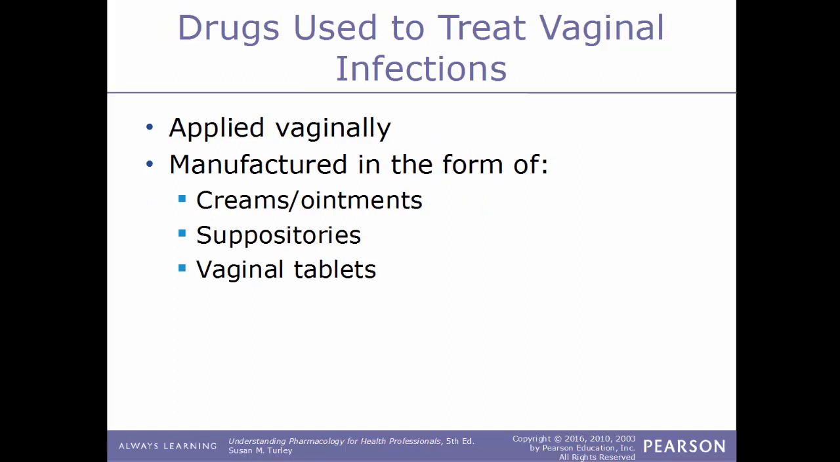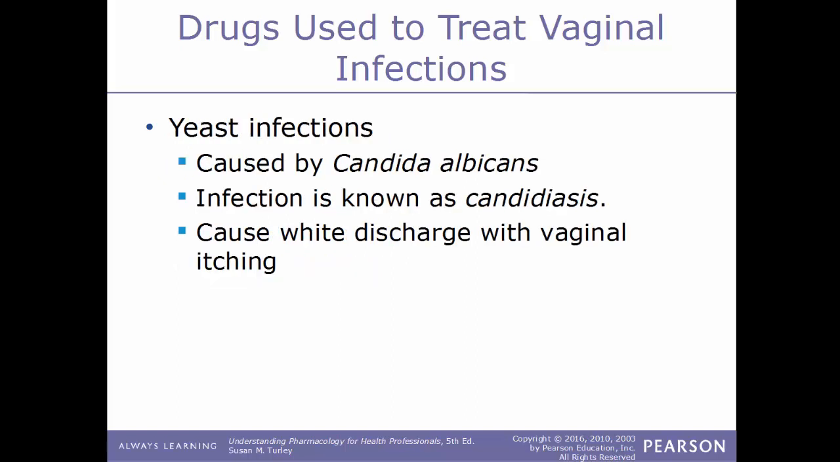Drugs are used to treat vaginal infections. Of course, these drugs will be applied vaginally, and these can be manufactured in various forms. It could be a cream or an ointment, it could be a suppository, or it could be vaginal tablets. A common vaginal infection is a yeast infection, and this is caused by the Candida albicans. And this infection is also known as candidiasis. And a common symptom of this infection will be a white discharge from the vagina along with itching.